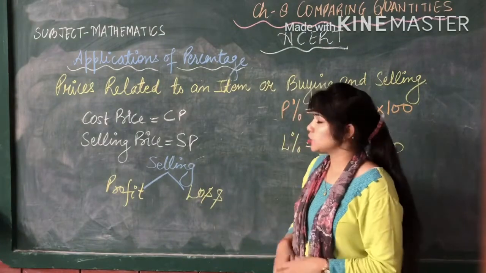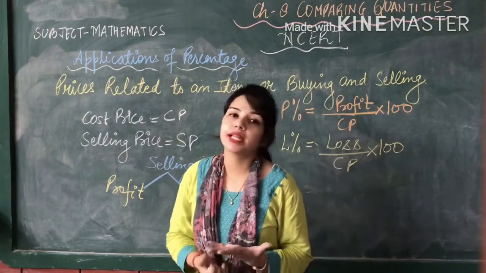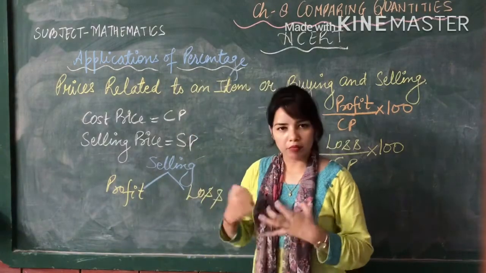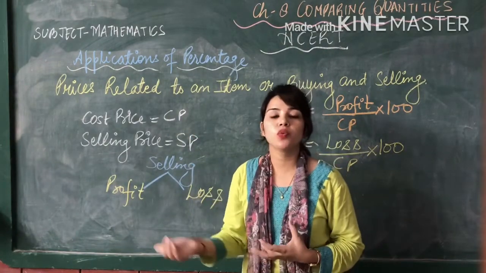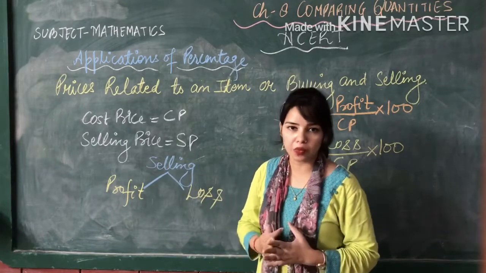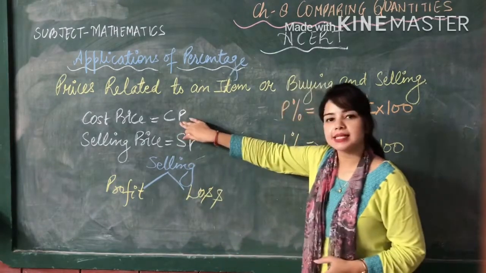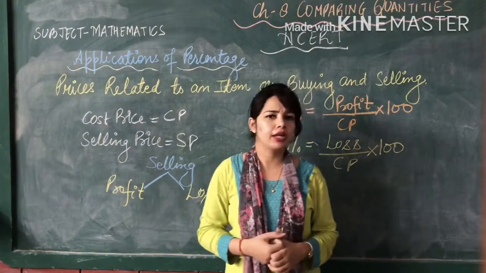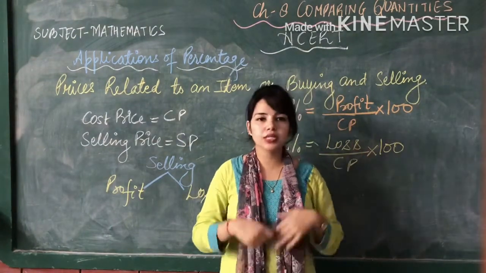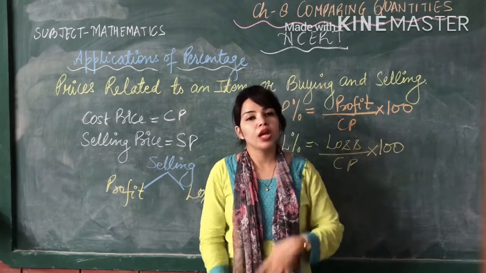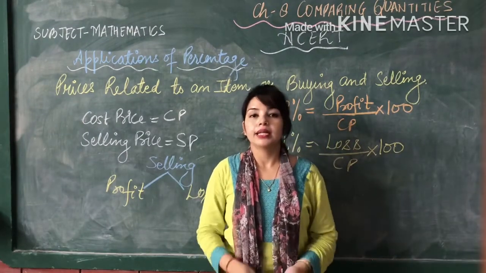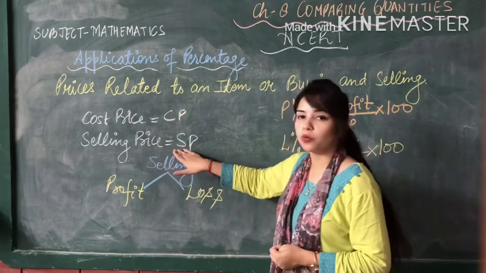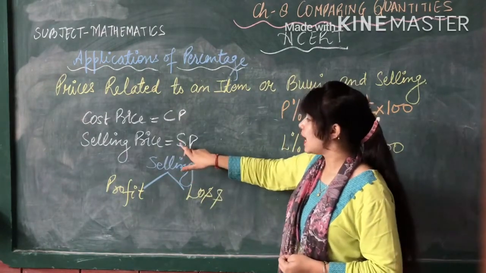Prices are related to an item or the buying or selling of any commodity. When you buy something, the price at which you are buying it is the cost price, and it is represented as CP. Suppose you have used that thing for a few days and then you want to buy something else and sell out the thing which you have. The price which you get after selling it is known as the selling price, and we denote it as SP.